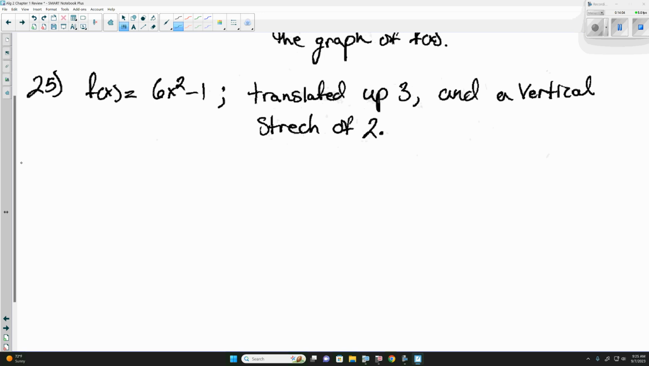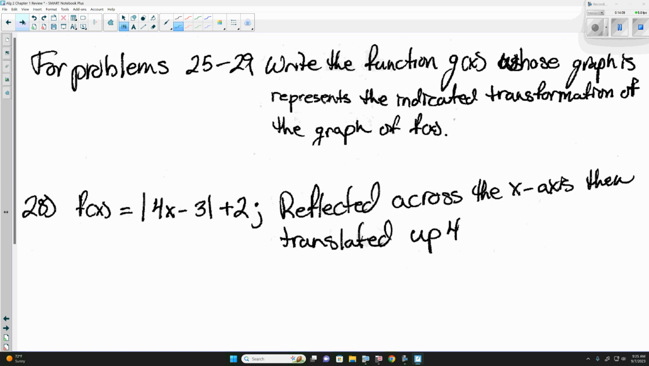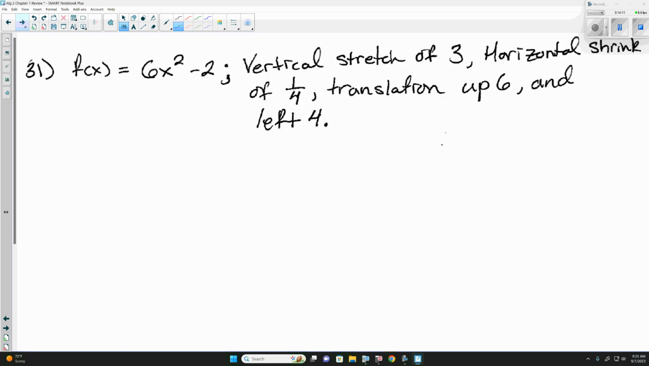25 through 31. So I think we had a question specifically about 31. Now, with this here, so again, do it one at a time. Do it one at a time. The main ones on the test that are dealing with transformations are going to be up, down, left, right. Those are the main 4.